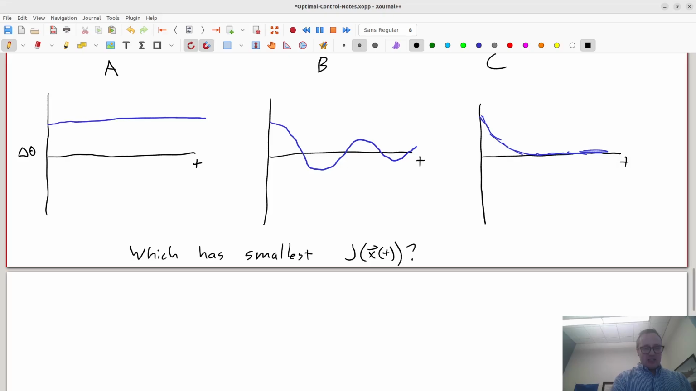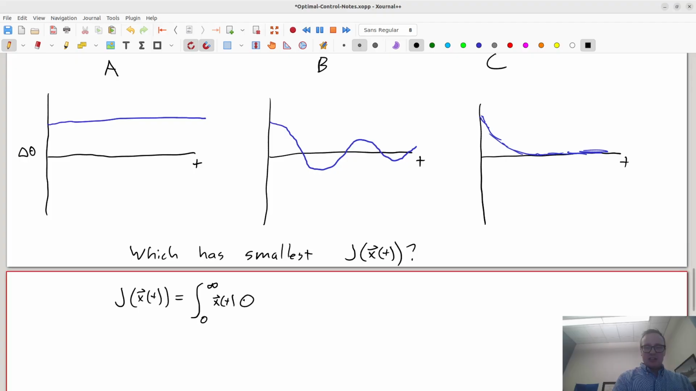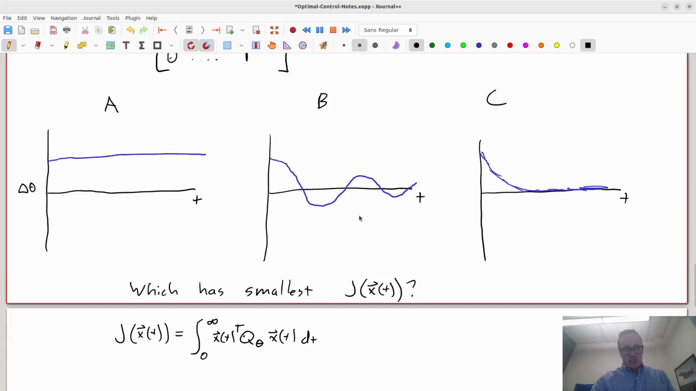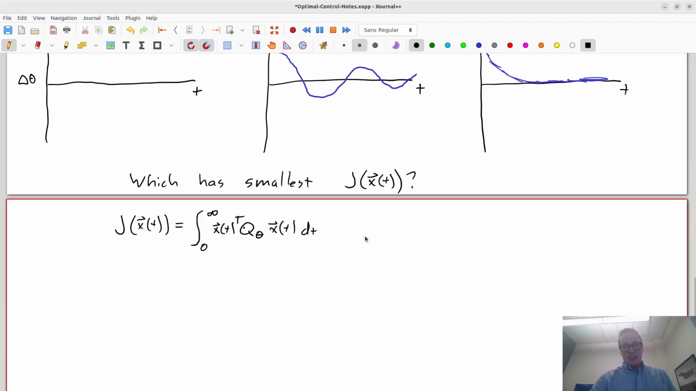Then J of x(t) is just equal to the integral from 0 to infinity of x(t) transposed Q theta x(t) dt, which, since we only have one entry in Q theta at the bottom right, is just going to be the last entry in x(t).